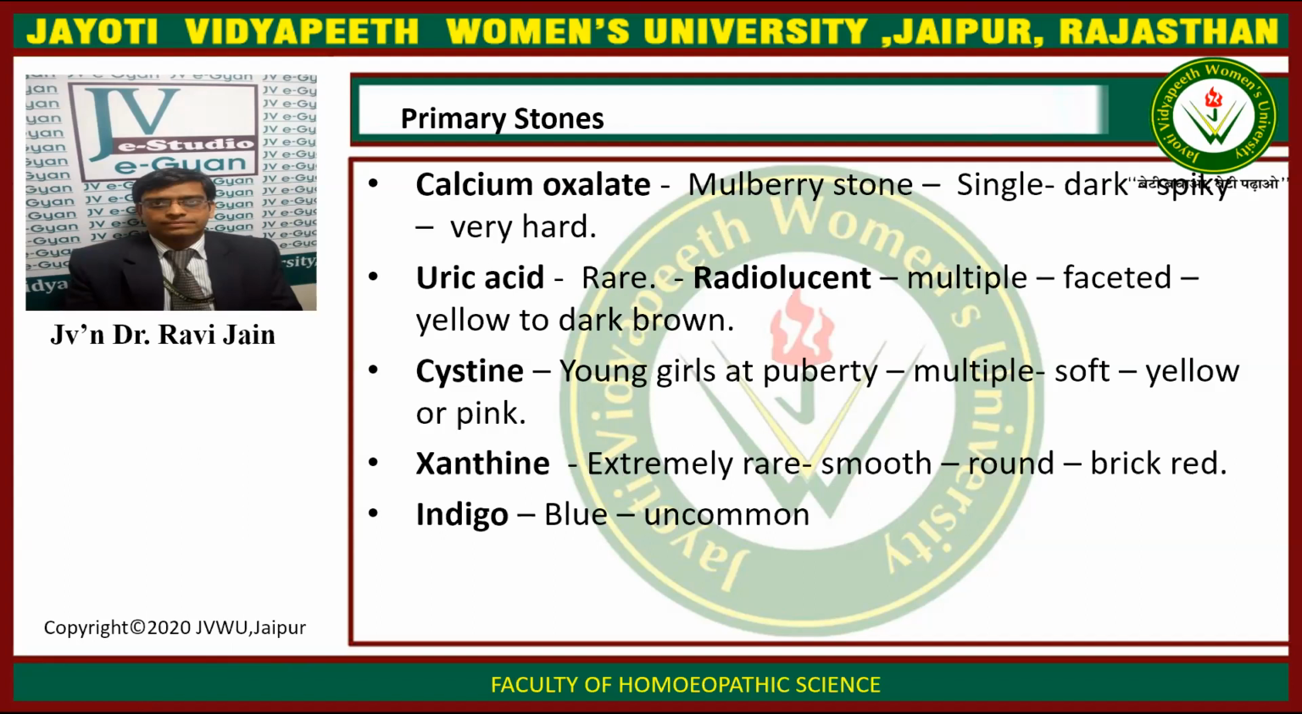The third category of the primary stone is cystine stone. That is more common in young girls at puberty. It is multiple, soft, and yellow or pink in color. The fourth category is xanthine stone. This is extremely rare. These stones are very smooth in nature, round, and brick red in color. The fifth variety is indigo stone. That is blue, and it is uncommon. That is not very commonly seen.